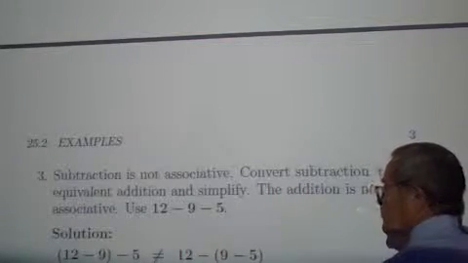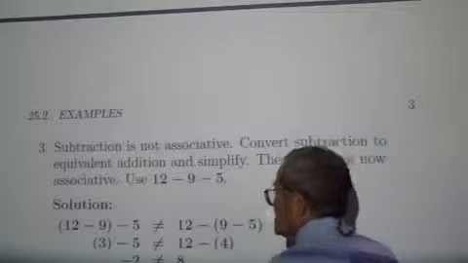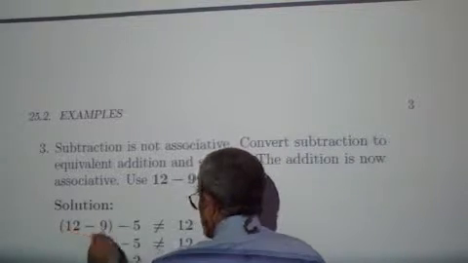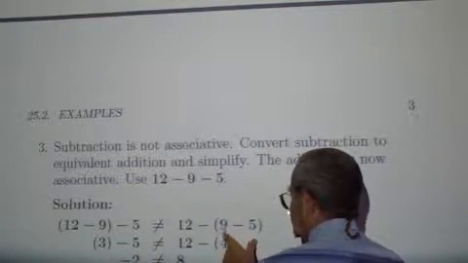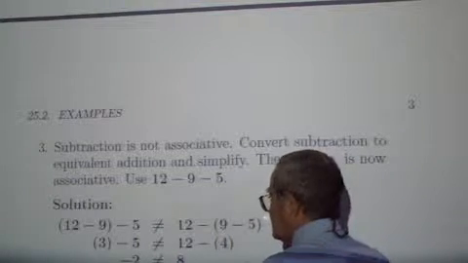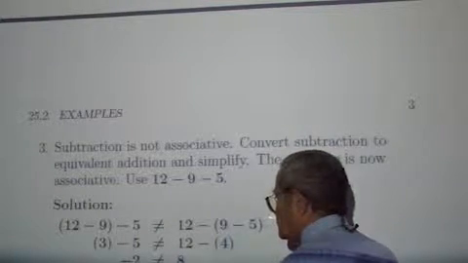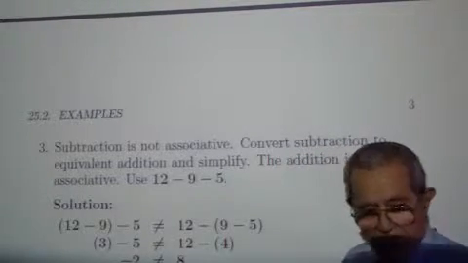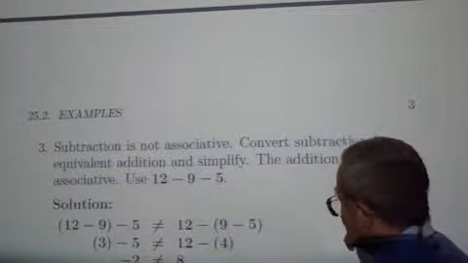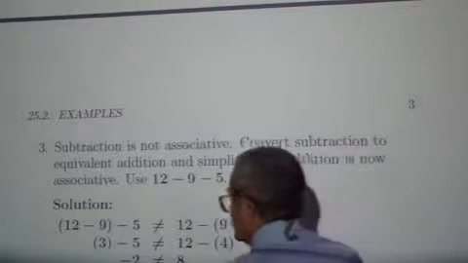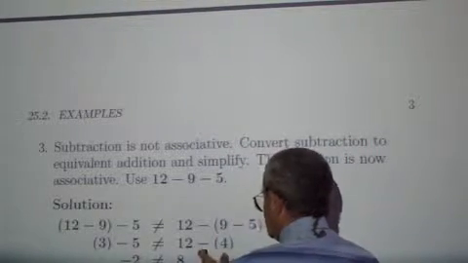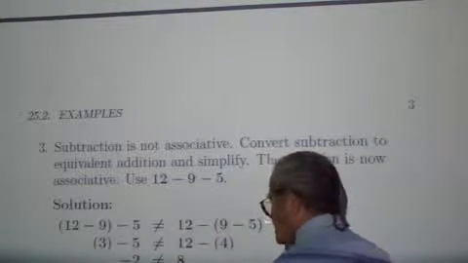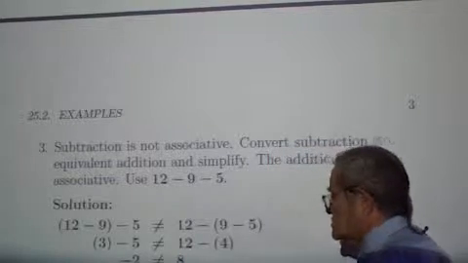Subtraction is not associative. If you draw parentheses around 12 and negative 9, and around 5, negative 9 and negative 5, you end up with negative 2 on the left side and 8 on the right side. You want to look at that for a few seconds? Okay, you get 3 over here minus 5. You get 12 minus 4 over here, that's 8. Not the same thing.